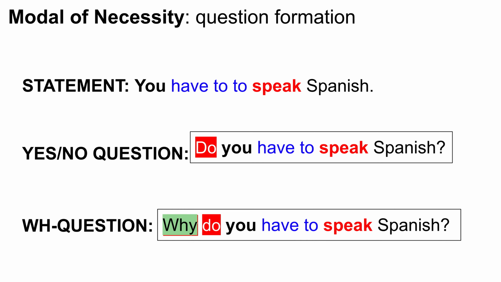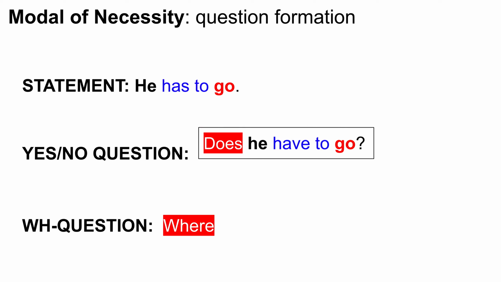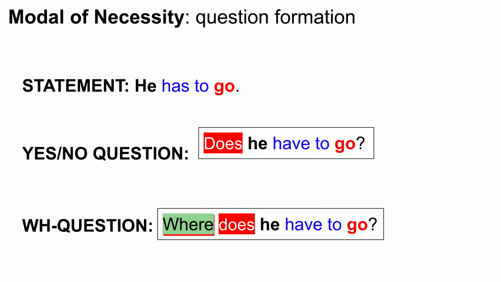Let's look at another example. He has to go. Yes/no question: does he have to go? Remember that if I add do, the tense moves from the modal verb to the auxiliary do. WH question: where does he have to go?